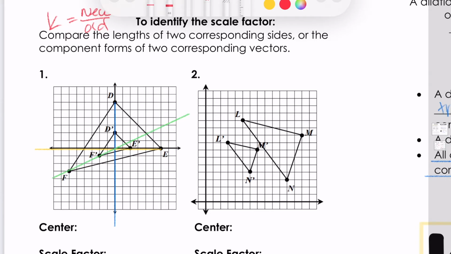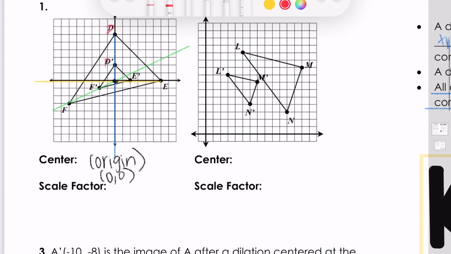And check that out. In this case, our center is the origin, which is (0, 0). Now, you're looking at this and you see that your table is getting smaller, your triangle is getting smaller. So you know it's going to be a reduction. You can tell that from D and D prime. So I like to see that automatically, so I know that my scale factor has to be between 0 and 1.